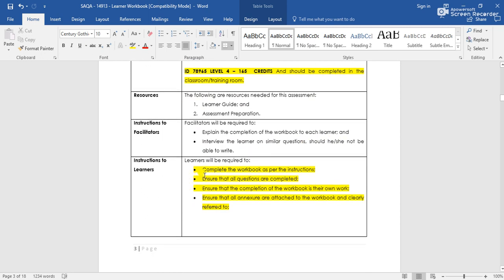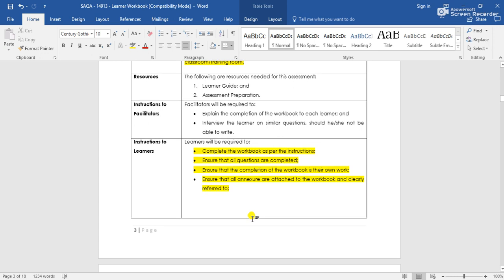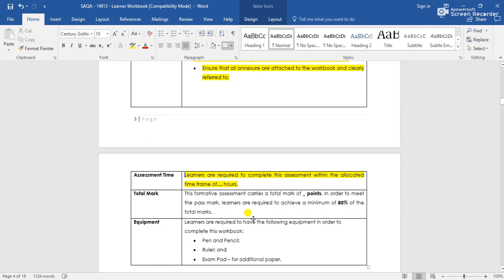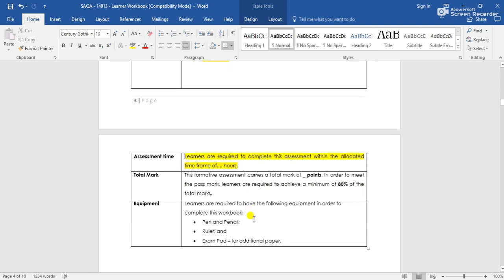Instructions to learners: you will be required to complete the workbook as per the instructions. Ensure that all questions are completed and that the completion of the workbook is your own work, and ensure that all annexes are attached to the workbook and clearly referred to. Assessment time: learners are required to complete this assessment within an allocated time frame. Before we write the assessment, I will provide a time frame for that.